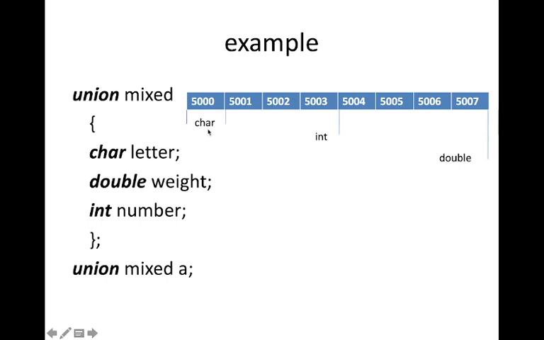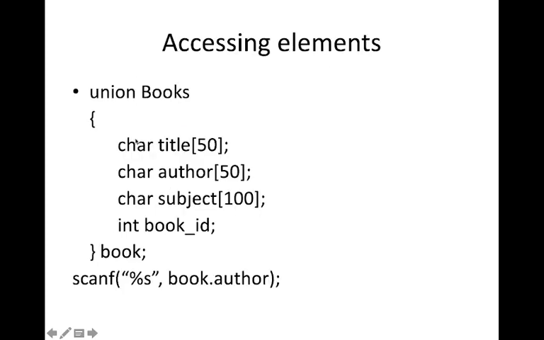Only the char will be present if a.letter is accessed. If a.weight is accessed, then the 8 bytes will be allocated for that. When a.number is accessed, only that integer variable will be using the memory. That is the difference between union and structure. Accessing elements and everything else is the same as structure, so whatever you have studied in structure can be applied here. Only internally the memory allocation will be different.